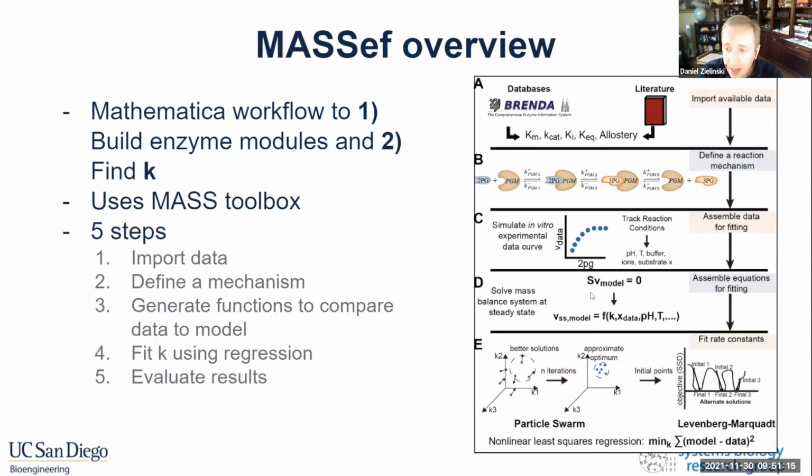Then the key step is we generate functions that relate our microscopic parameters to our macroscopic. So we create functions that say, okay, this Km is a function of K. Then we plug those functions in a least squares into an optimization package to fit these rate constants and evaluate whether it works, whether we are able to find rate constants that fit all the data.